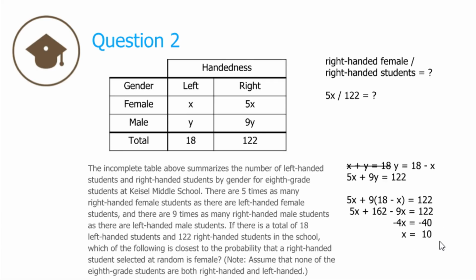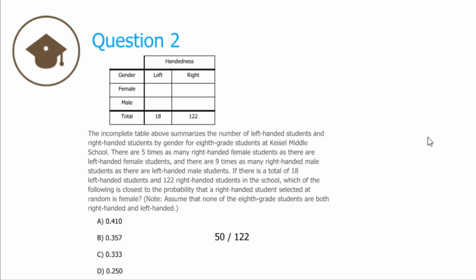Okay, cool. We've got x, but we're not done. We have to plug it back into the thing we're solving for. So plugging in 10 for x, we get 5 times 10 over 122, or 50 over 122. Now we can go to our answer choices. So looking at these decimals, they're a little bit close together. I'm not totally comfortable with estimating what this is, so I might go ahead and pop this into a calculator, which will tell us that the answer is A.